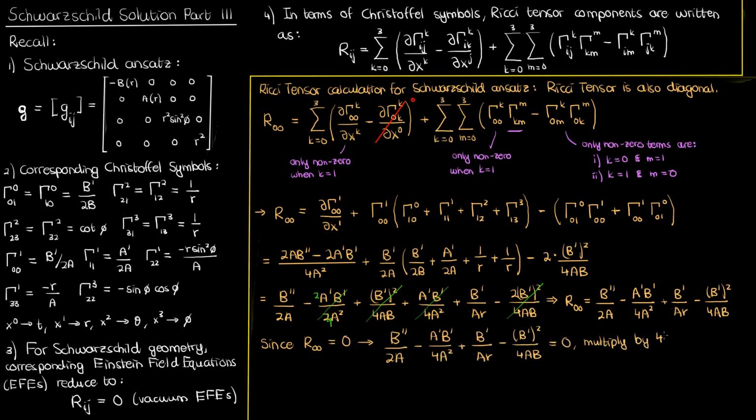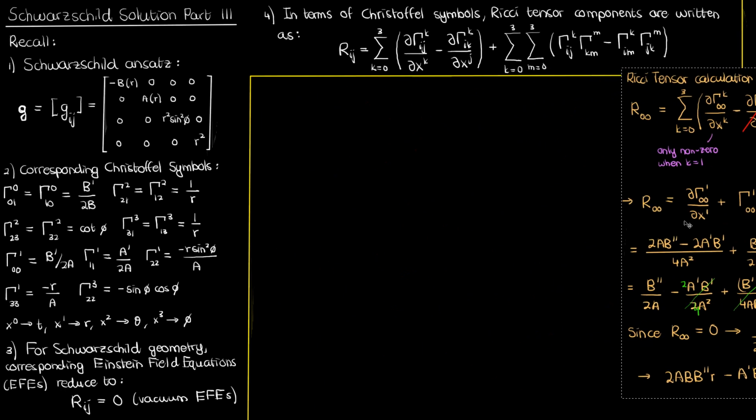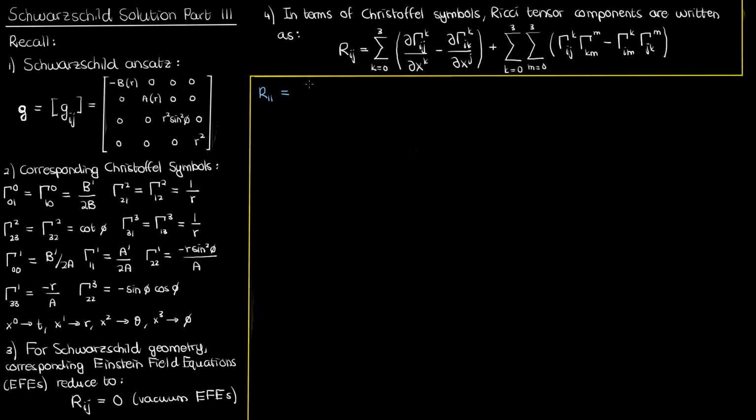We can now multiply both sides of this equation by the common denominator, 4A squared Br. If we do that, we get the following equation corresponding to the 0, 0 component of the Ricci tensor. I'll call this equation 0. The next thing we'll do is calculate the 1, 1 component of the Ricci tensor.